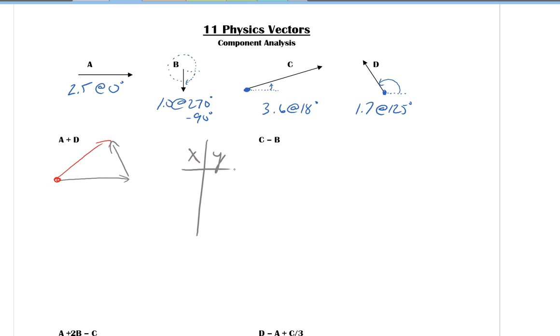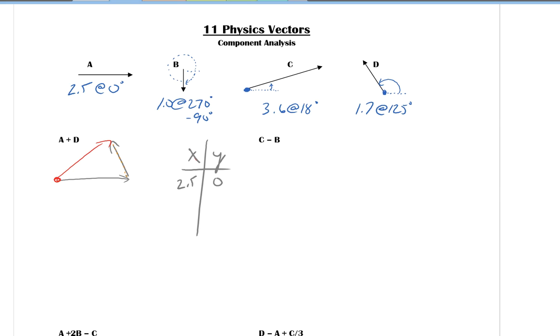So the X component for vector A would be 2.5 because that's how long it is. Y component is 0 because it's not going up and down at all. Okay, that vector's done. Don't worry about it. Move to the second vector, which was the D vector. Now the D vector is going up and to the left. So the D vector, of course, is going up like this.